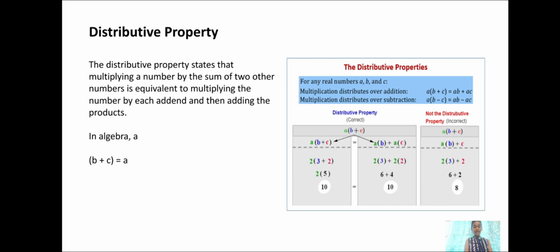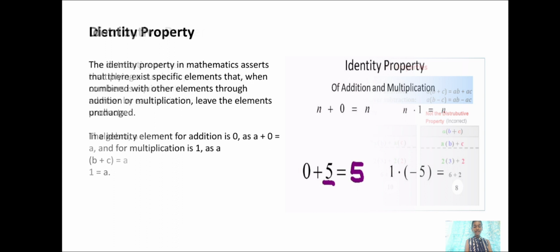Next, the identity property. The identity property states that in mathematics there exist specific elements that, when combined with other elements through addition or multiplication, leave the elements unchanged. The identity element of addition is 0, as a plus 0 is equal to a, and for multiplication it is 1, as a times 1 is equal to a.